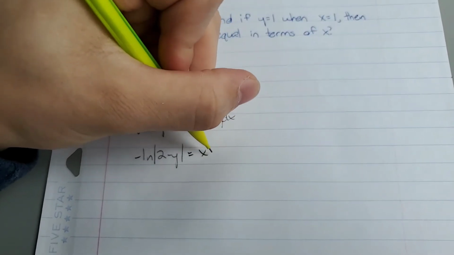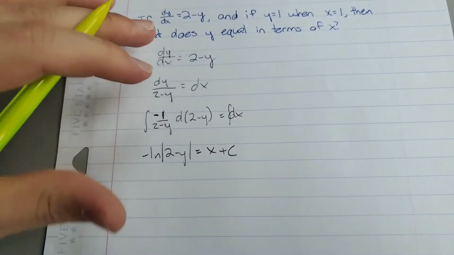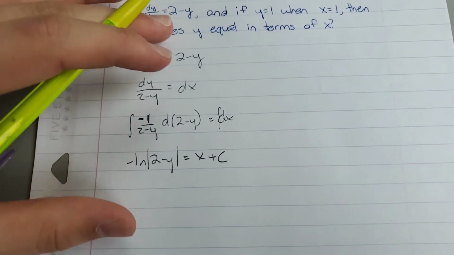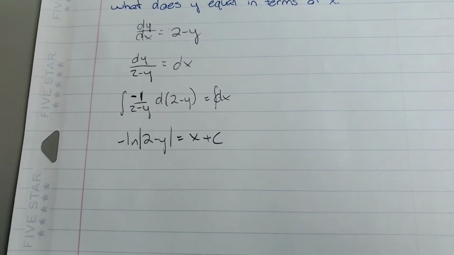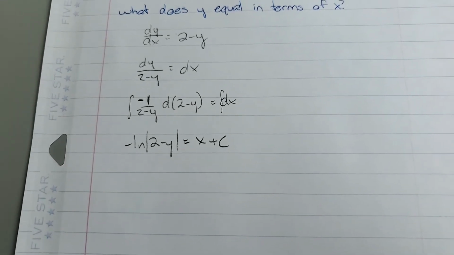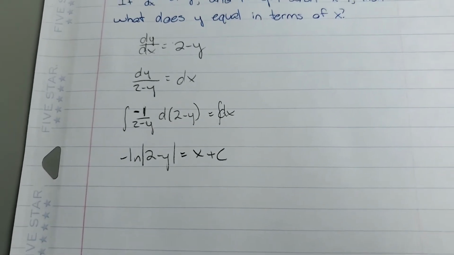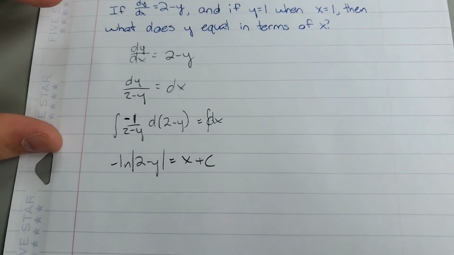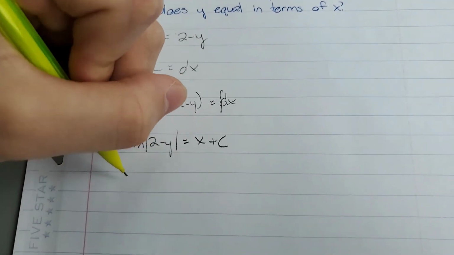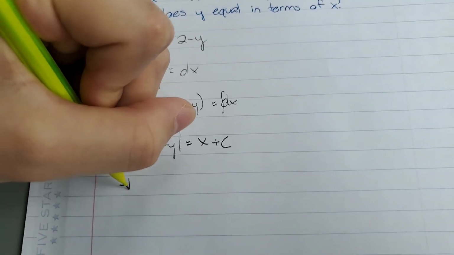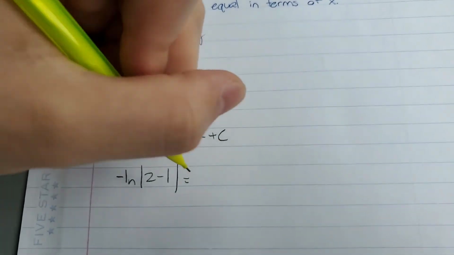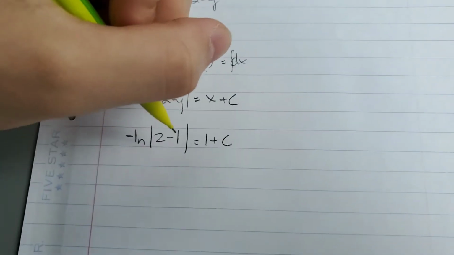And that's going to equal x, and we can't forget our c over here, because when we do the derivative, we lose the constant, so now when we're doing the integral, we need to add back the constant. And it's at this point where we're going to plug in our point to find out what the c is. So negative ln of 2 minus 1 equals 1 plus c.